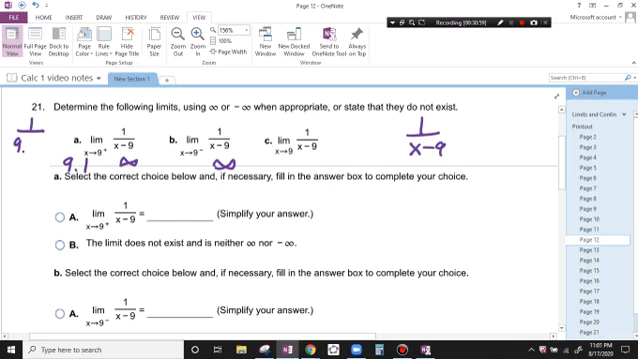1 over 9.1 minus 9 is 1 over 0.1. That's 10. I don't really care. I know it's positive. It's positive infinity. I don't even need to put the positive sign there, just infinity.